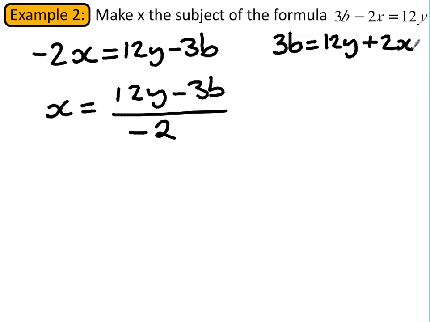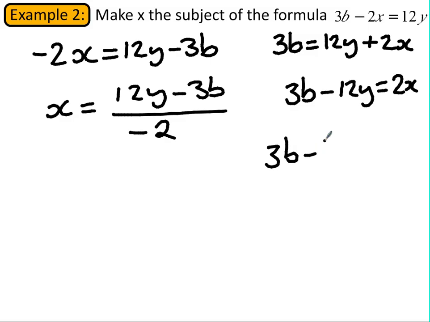Now what that's done is it's made the x positive. It's made it into a positive value. We don't have to worry about dividing through by a negative. Okay, once we've done that, we can take 12y from both sides. So 3b minus 12y is equal to 2x. And now we can divide through by 2. And that gives us 3b minus 12y all over 2 is equal to x. And that is an acceptable answer as well.